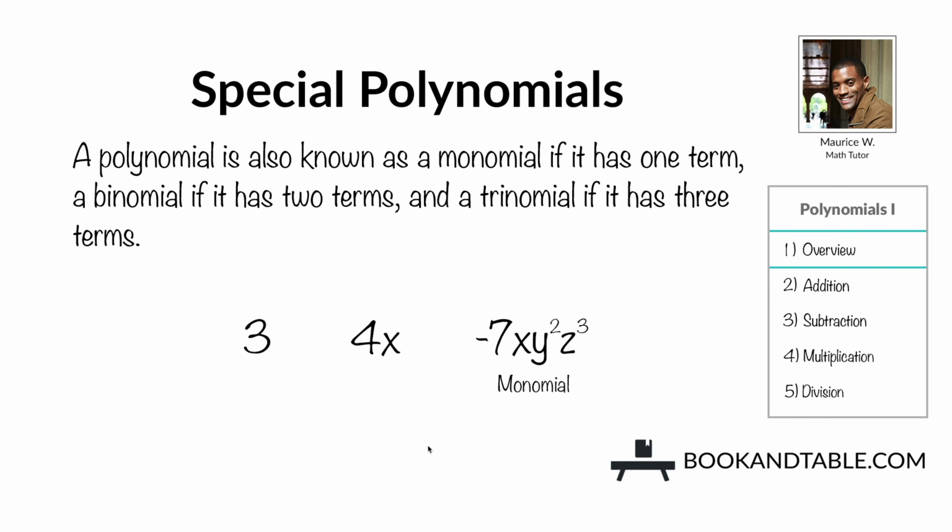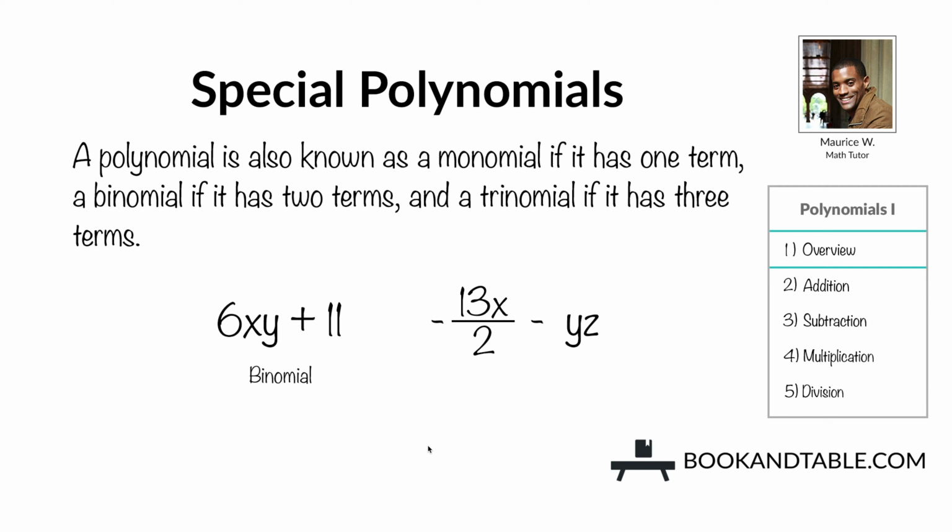A polynomial is also known as a binomial if it has two terms. So a couple examples of binomials. One example would be 6xy plus 11. So we have one term, 6xy, and another term, the constant 11. Together, this expression would be considered a binomial, a polynomial with two terms.